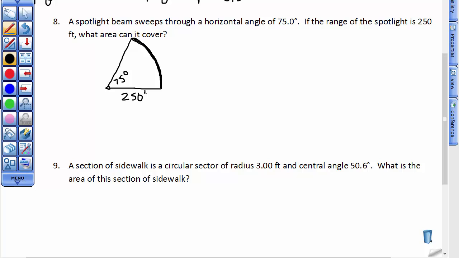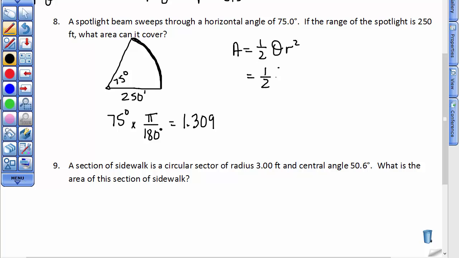So I want to know the area that it can cover, and the formula for area is 1/2 theta times the radius squared. Well, again, you got to take that 75 degrees. Please, this is what you're going to forget to do possibly, and multiply it by pi over 180 degrees, and that's 1.309. So I'm going to take half of that 1.309.